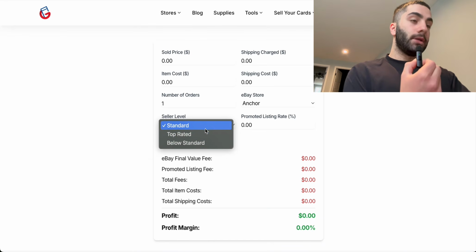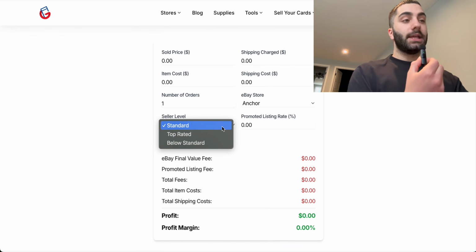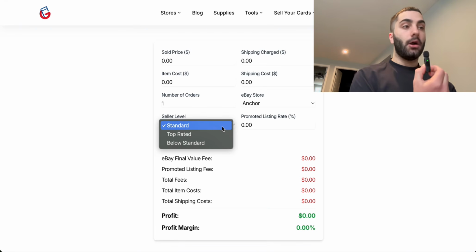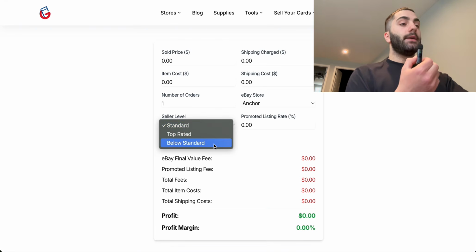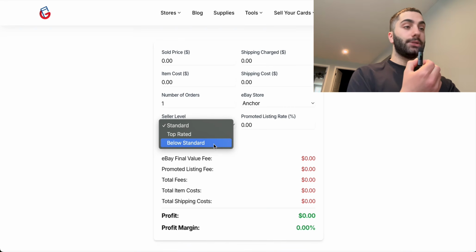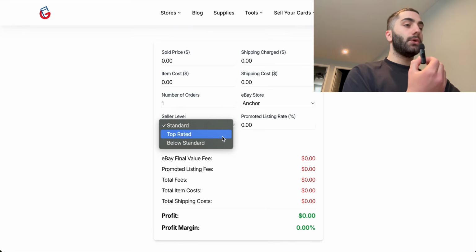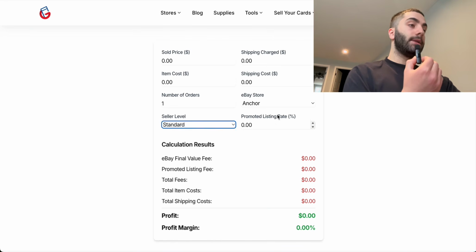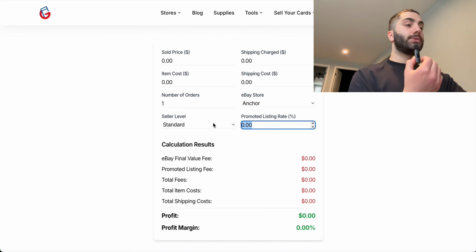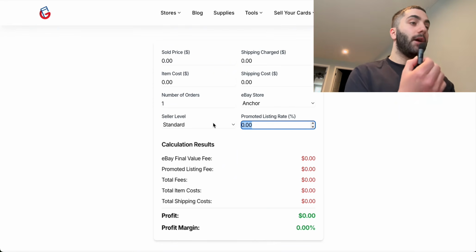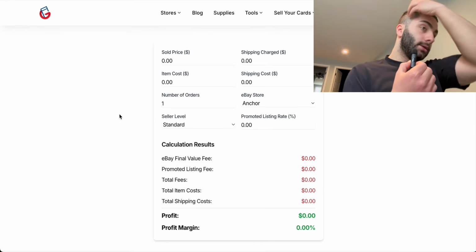And then the seller level. The way this works is if you're a top rated seller, you get a 10% discount off of the final value fees. And below standard, you actually pay a 6% fee. So you definitely don't want to be at that point, because 6% is a lot. The goal is to be at least standard, and the best thing is top rated. And then the promoted listing rate, that's just what you put for promotions. Of course, not all your sales come through promoted listings, but just for easy reference, I have that there.